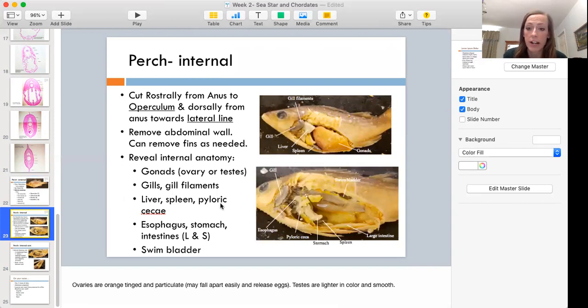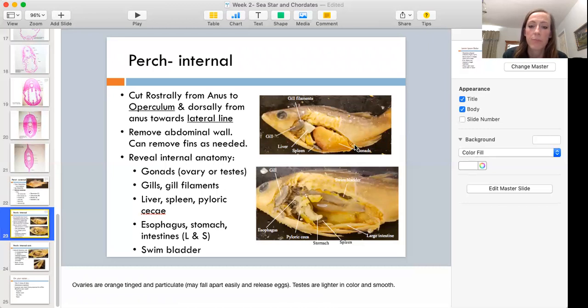So we're going to have you guys cut the abdomen wall away first. So you're going to start at the anus, which is about here, and you're going to cut along the midline up towards the head, and then cut dorsally to go around the operculum. You can remove the operculum, and then remove that section of the abdomen wall.